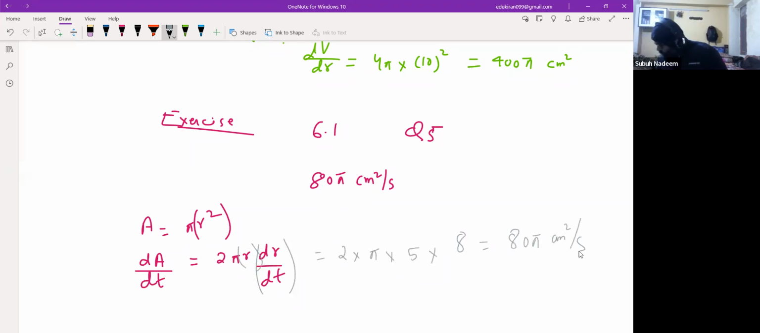Now let's move on to some more questions. There is question number 10, which is a good question. So you can try question number 10, and question number 11 is a different type of question that you can also try.